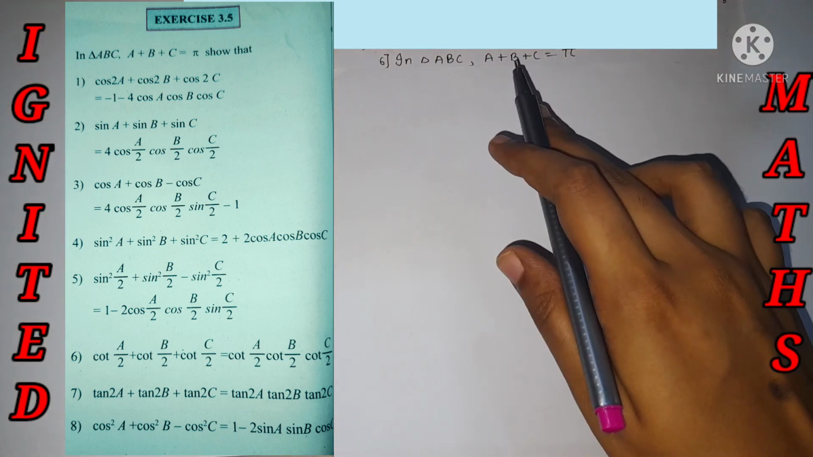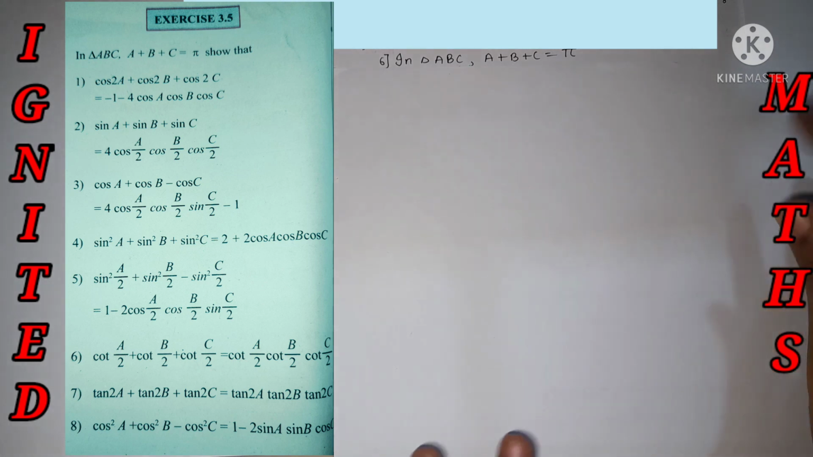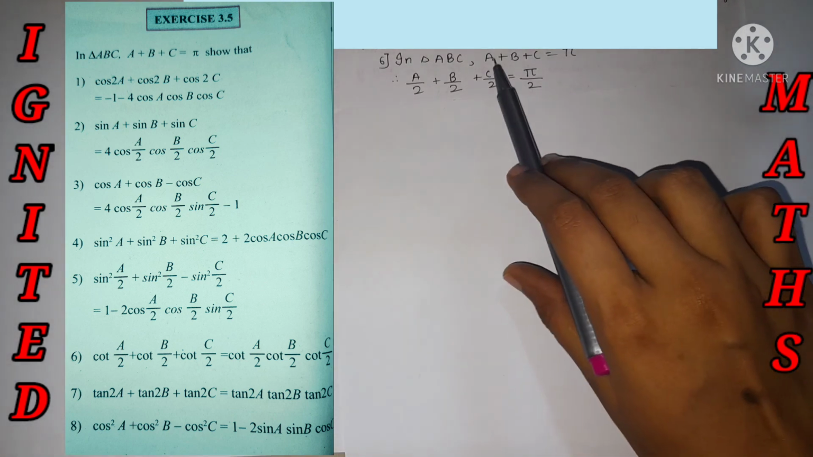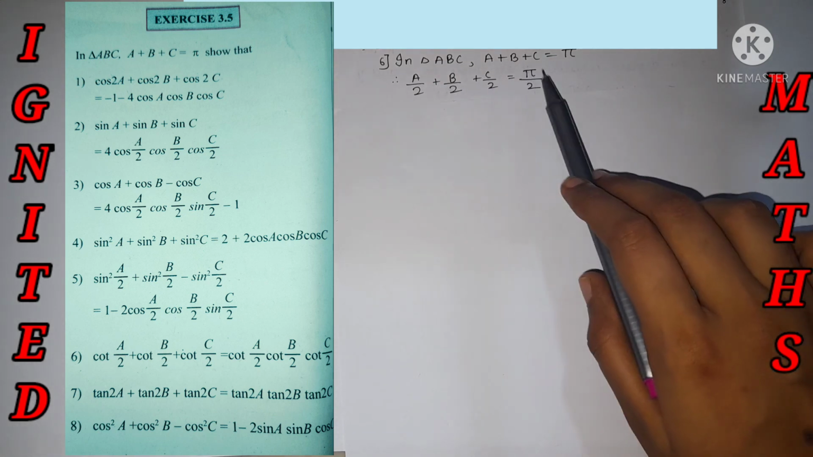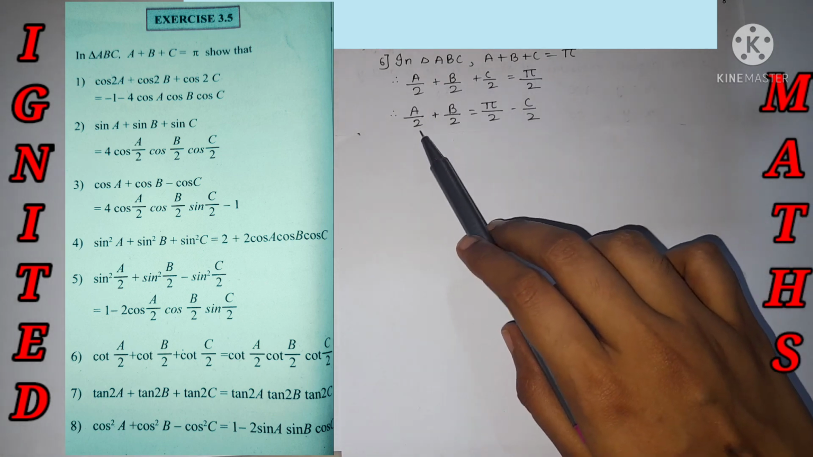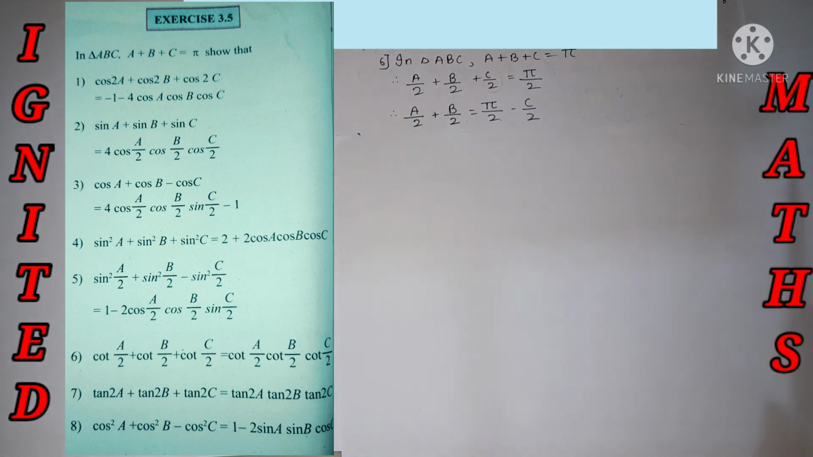According to the LHS and the RHS, we have just one construction part left. It's nothing but in triangle, A plus B plus C. This we have already seen. It's nothing but A plus B plus C is equal to pi, in which we divide each and every term by 2. It's nothing but A by 2 plus B by 2 plus C by 2 is equal to pi by 2. So A by 2 plus B by 2 is nothing but pi by 2 minus C by 2.